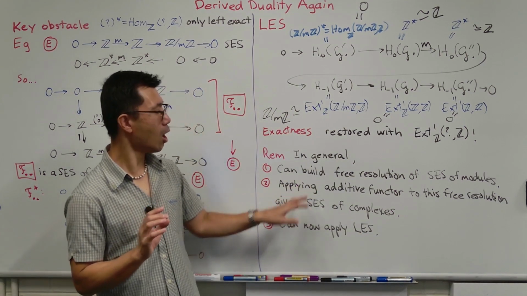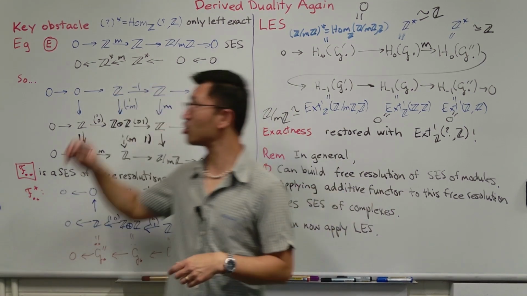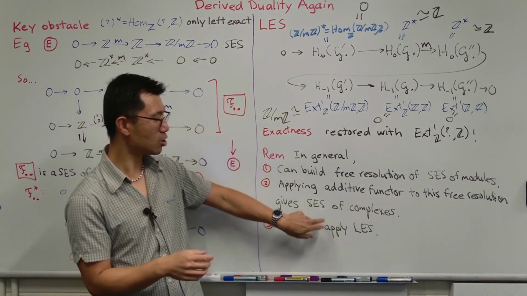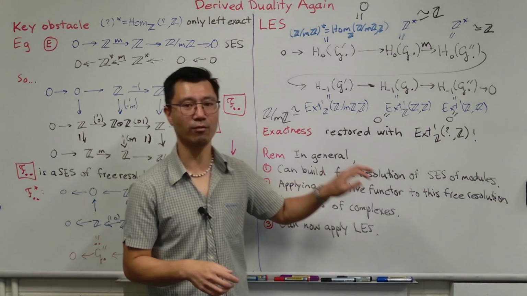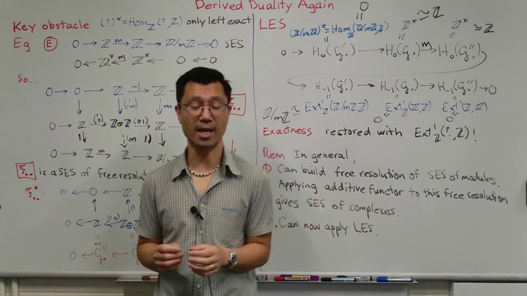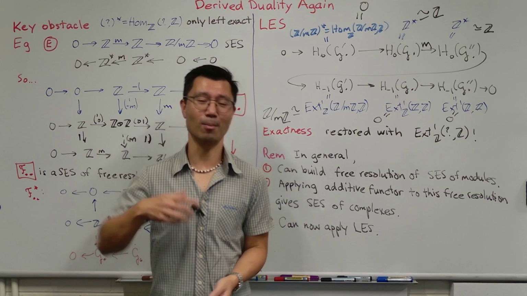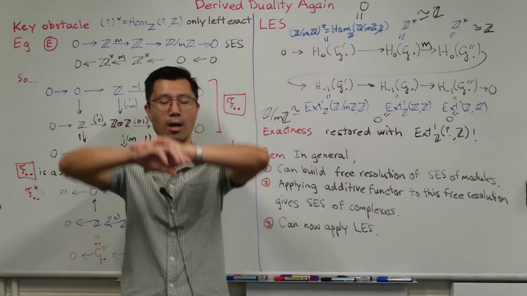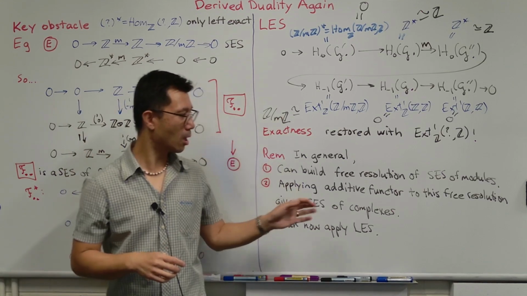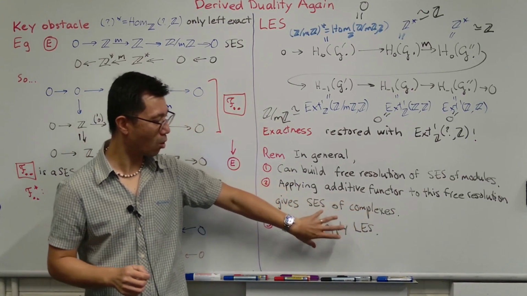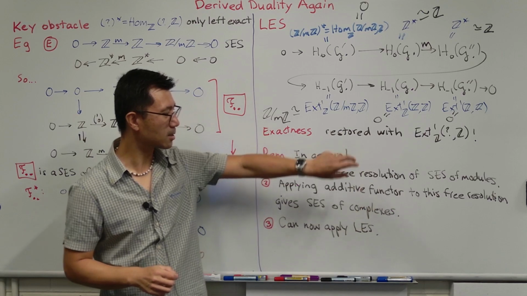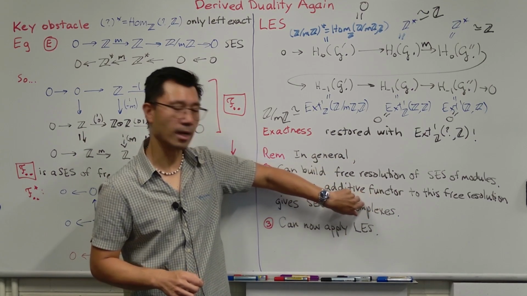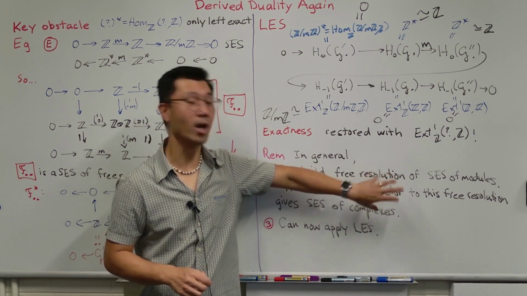But the point is that when you apply an additive functor, like this duality functor, to the short exact sequence of free resolutions, you still get a short exact sequence of complexes. And when you have a short exact sequence of complexes, the first thing you want to do is apply the long exact sequence in homology, and that will give you a nice long exact sequence, which will often restore the exactness that you get from an additive functor that otherwise might not be exact.